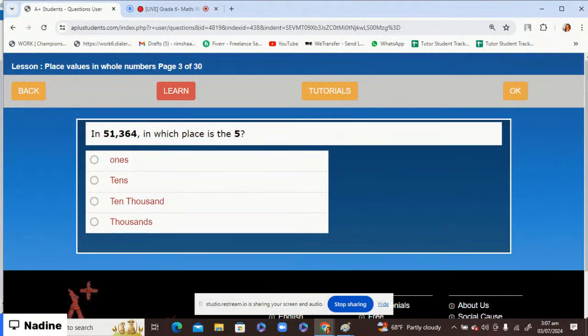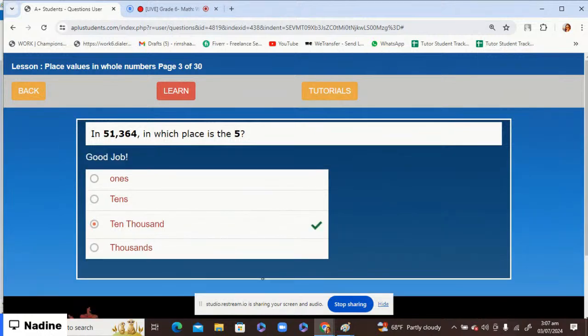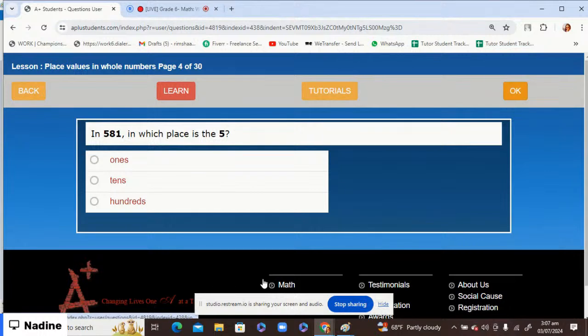Now here is 51,364. 4 is in ones place, 6 is in tens place, 3 is in hundred place, 1 is in thousand place, and 5 is in ten thousand place. Okay. Now 581. In which place is the 5? 1 is in ones place, 8 is in tens place, and 5 is in hundreds place. Okay.